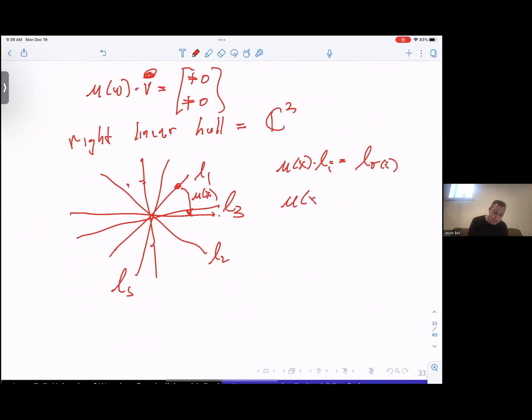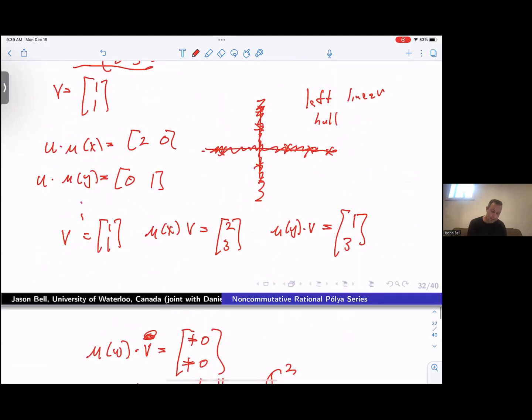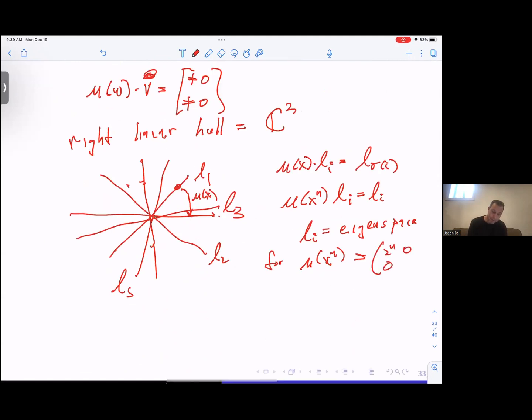And so that means that there's some power of x that has to fix all these lines. It doesn't fix them pointwise, but it leaves the line invariant. So it takes the line to itself. And that is saying that Li is an eigenspace for mu of x to the n, which is what? Mu of x to the n is 2 to the n, 0, 3 to the n. And you can see that the only eigenvectors for this are the x-axis and the y-axis. So those are the eigenspaces for this matrix.